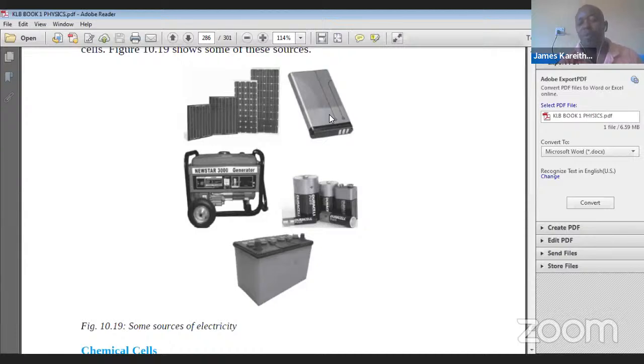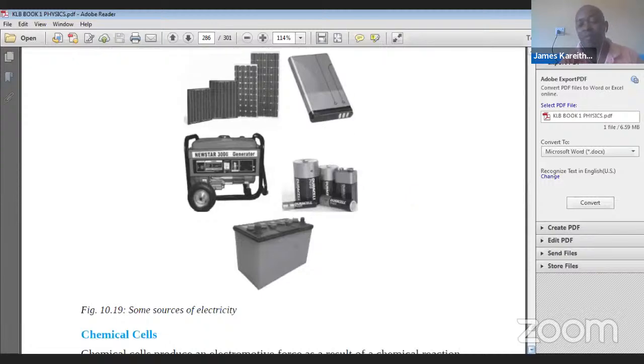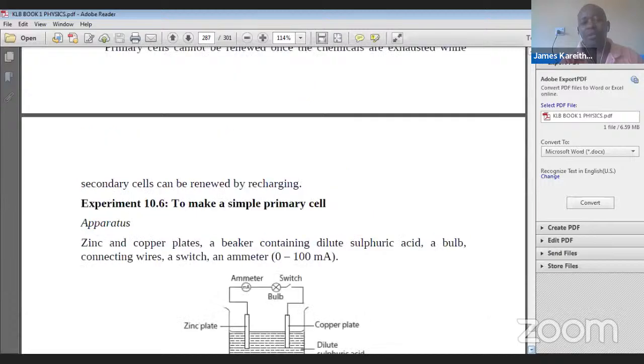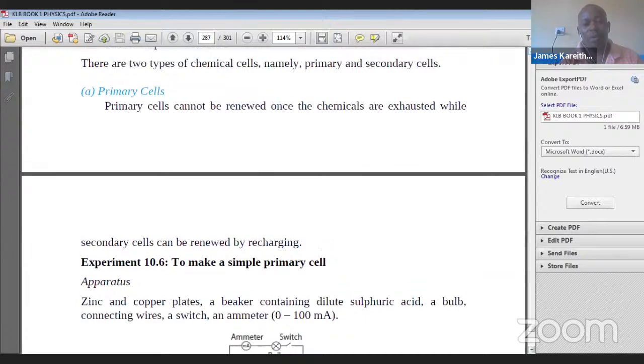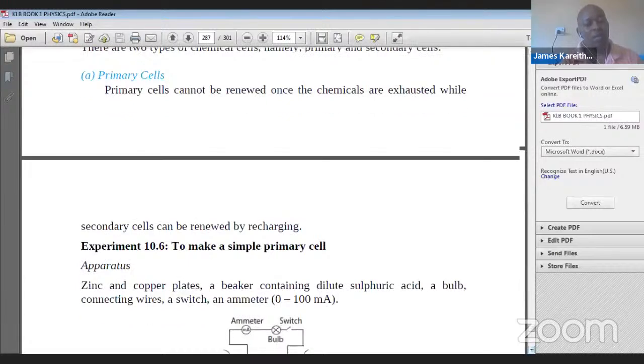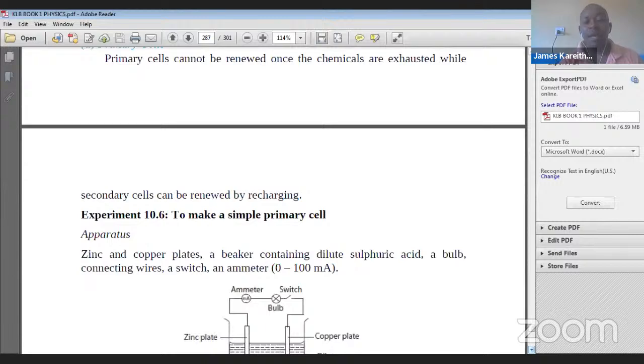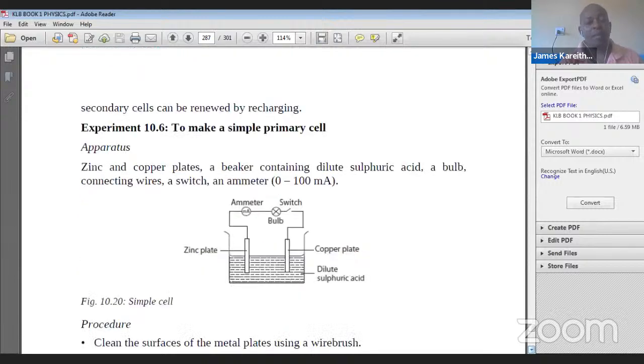The best example of a primary cell is the ordinary dry cell. That one, once it is exhausted, you cannot use it again. And that serves as a very good difference between what we call primary cells and secondary cells. Very good. Now you are told primary cells cannot be renewed once the chemical in them is exhausted, while secondary cells can be renewed by charging.